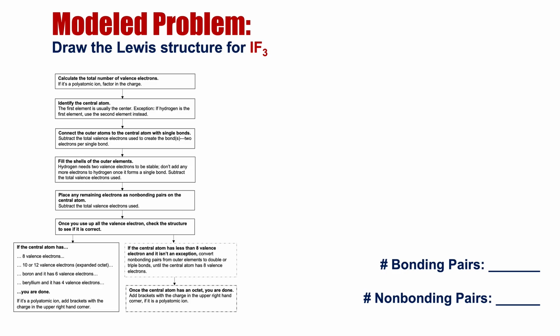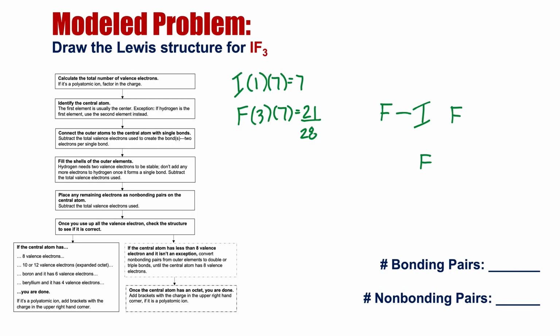All right, next one is IF3. So when I go through and I solve this, I have my inventory. Iodine is placed as the central atom. I have 3 fluorines that I need to place around it. I'm connecting them to the central atom, and I've used up 6 electrons, so now I have 22 left over at this point. I'm going through, I'm filling all of the outer shells. As I'm doing that, I'm subtracting, I'm keeping good track of what I'm using up. Now I've filled all of the outer shells, and now I have 4 valence electrons left over.